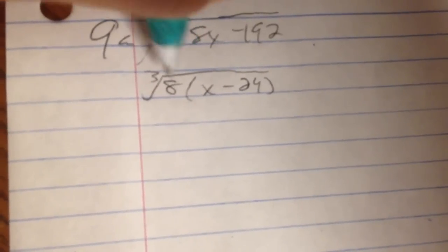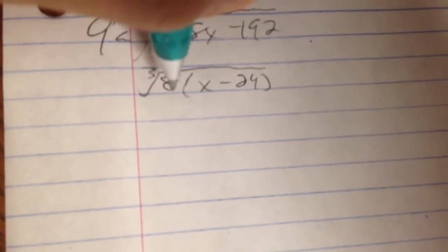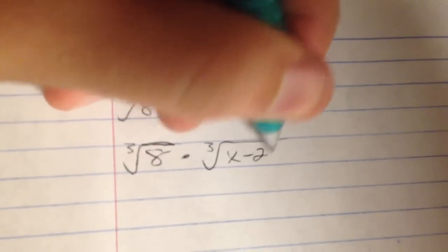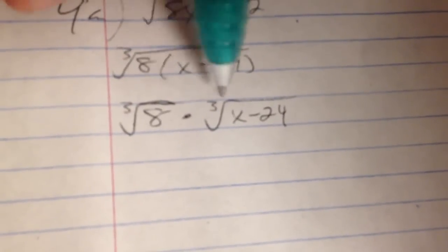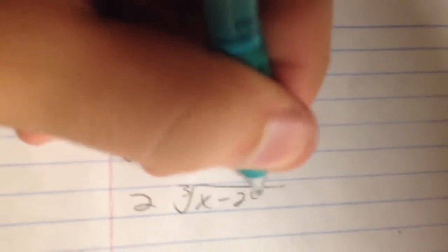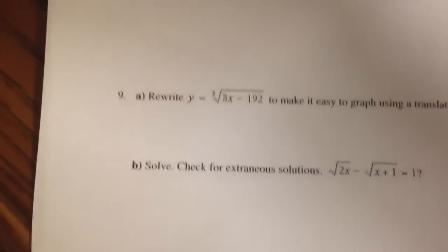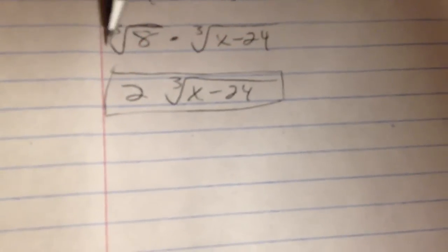8 is a perfect cube. I could take a cube root. Folks, this is the same thing as doing this. These are all properties we want to make sure that we know and understand. We see that? So that's a multiplication property of radicals. So we take the cube root of 8, that's going to give us 2, and we're left with the cube root of x minus 24. And that satisfies the question asking to rewrite it to make it easier to graph and to describe the graph. So this will be our equation.